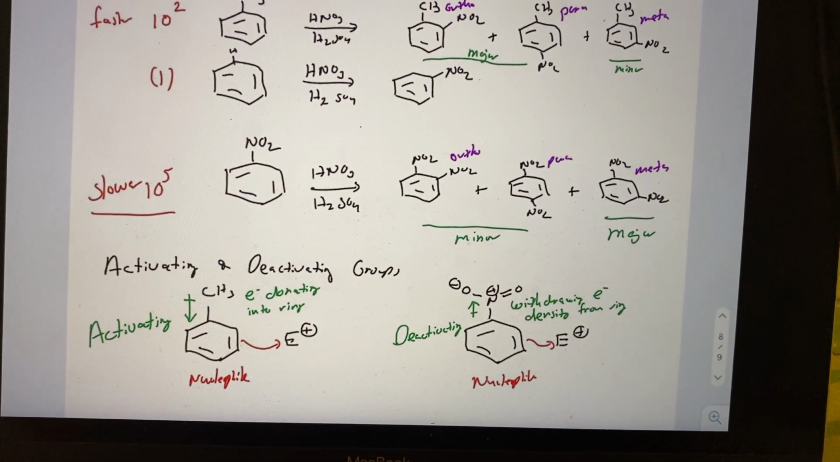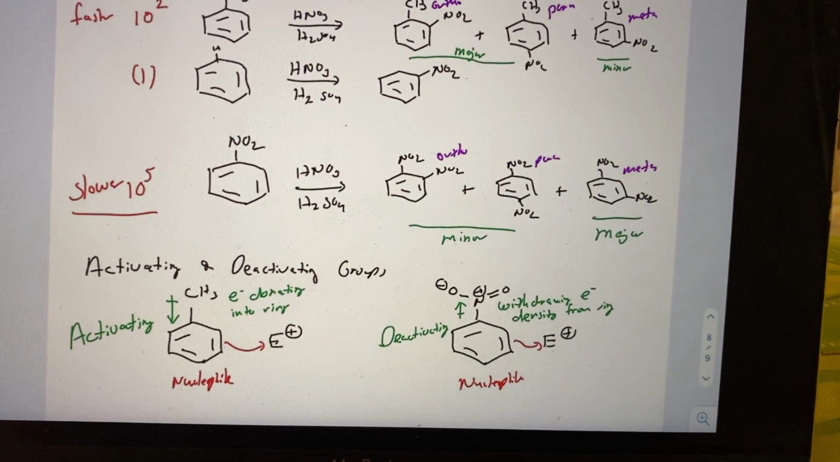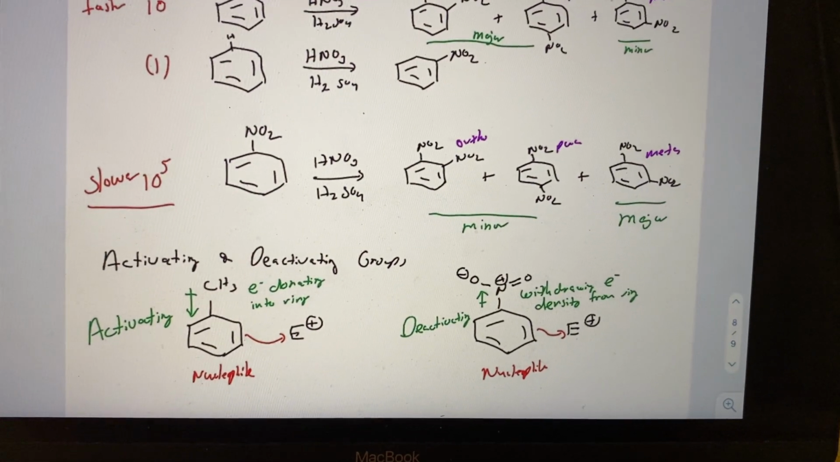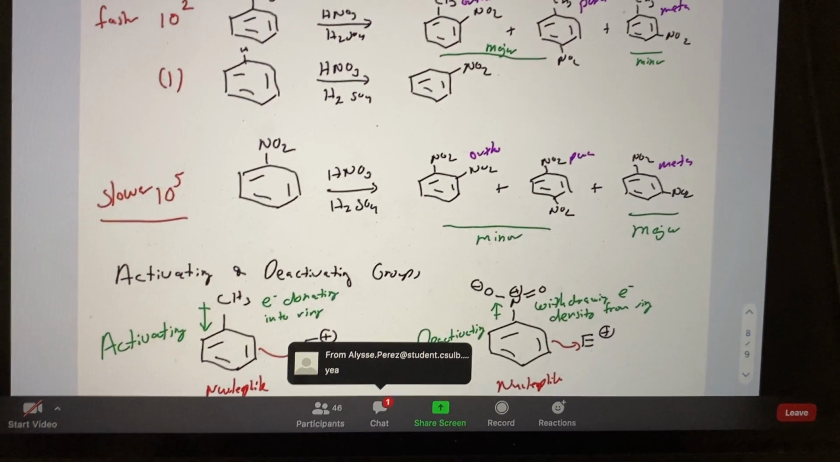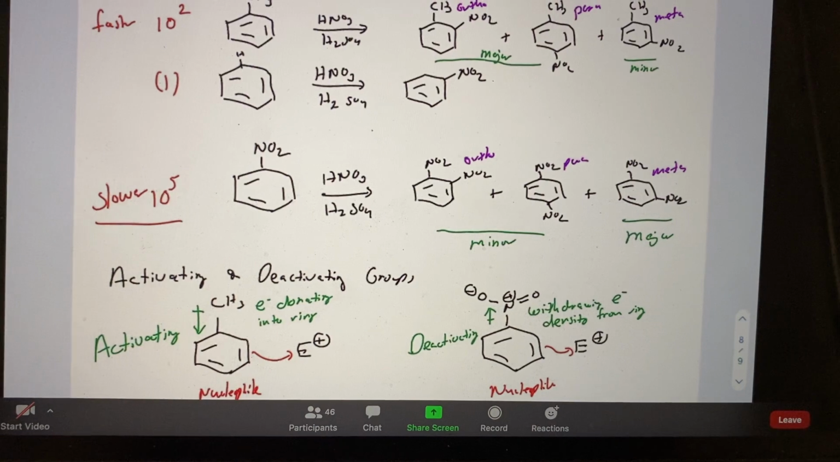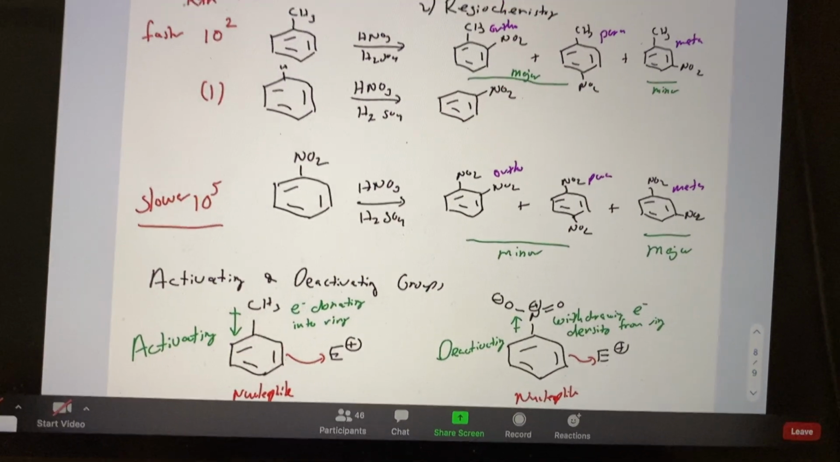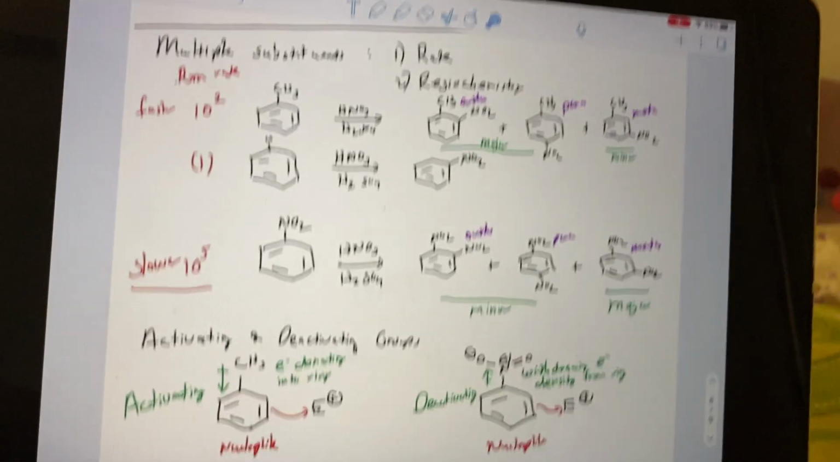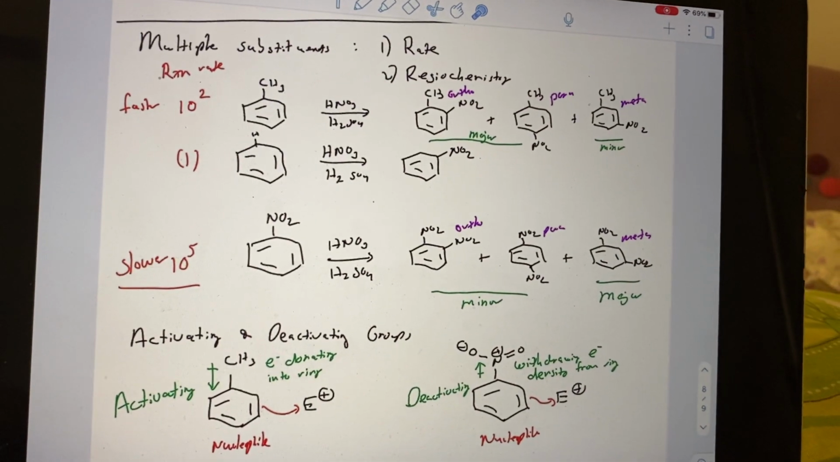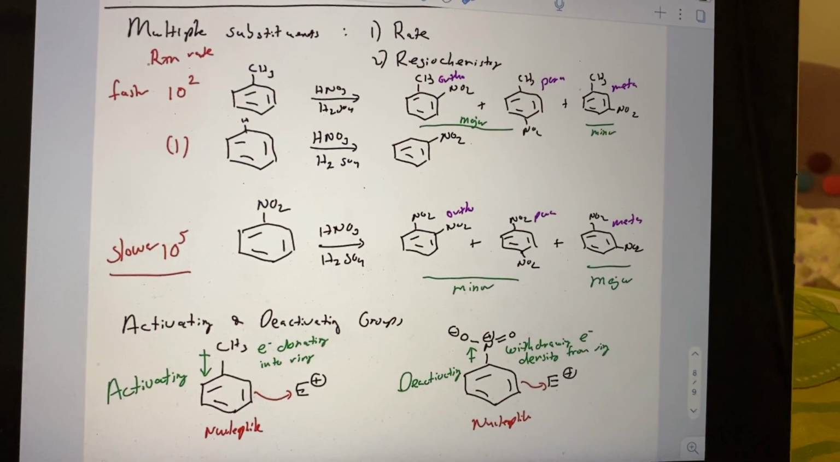Okay, is everyone all right with those ideas? So it goes back to the idea of induction. Yeah, okay, excellent. So now what's up with this regiochemistry? Why is it that in the top we end up with ortho and para as the major products, and the bottom is meta?